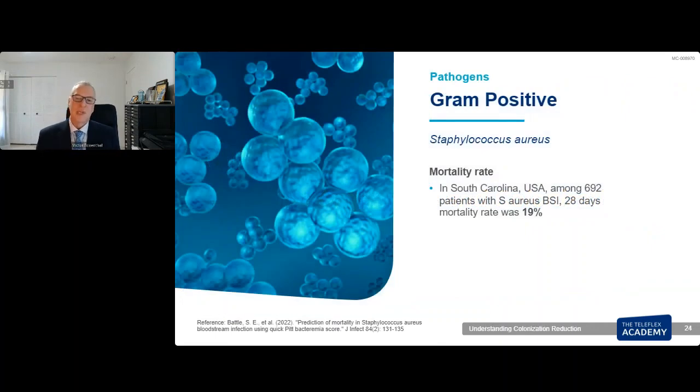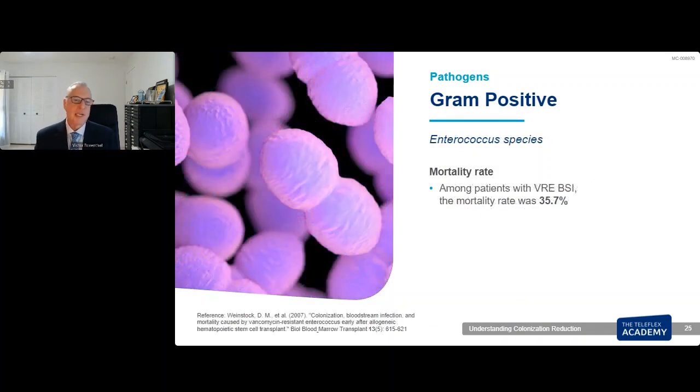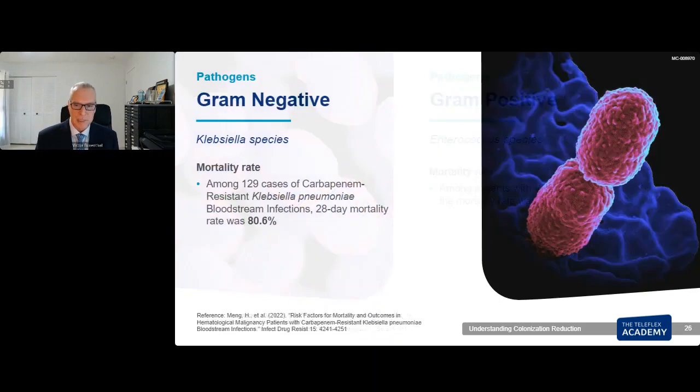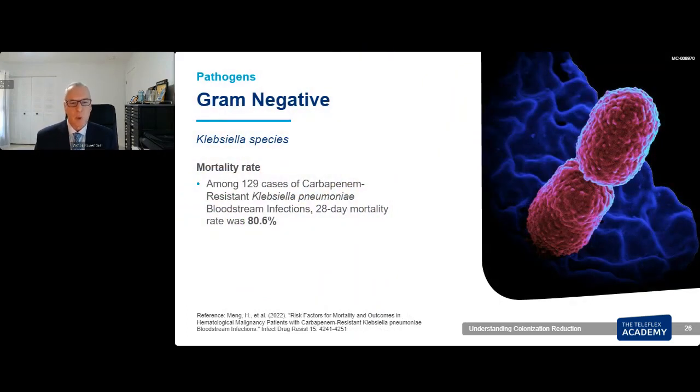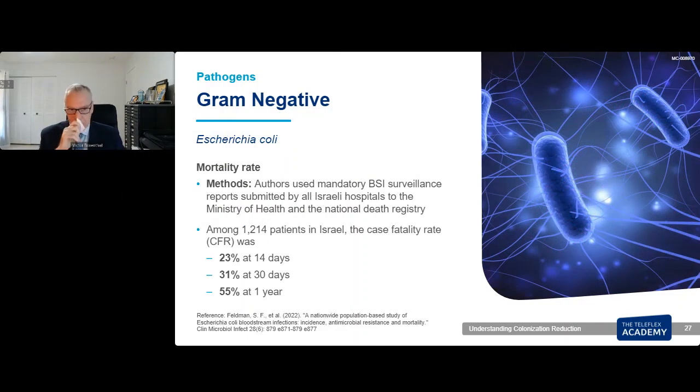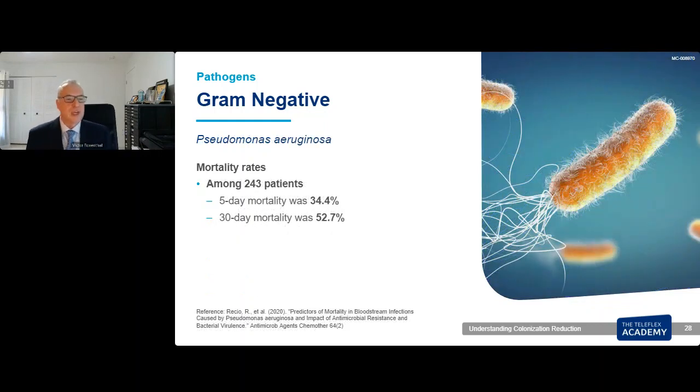The mortality associated with Staphylococcus aureus with a follow-up of 4 weeks was 19%. Associated with Enterococcus, especially VRE, vancomycin-resistant Enterococcus, the mortality rate was 36%. Associated with Klebsiella, with a follow-up of 4 weeks, the mortality rate was 81%. The mortality associated with E. coli infection after 2 weeks was 23%, after 1 month, 31%, and after 1 year, 55%. The mortality associated with Pseudomonas infection after 5 days was 34%, and after 30 days, 52.7%.